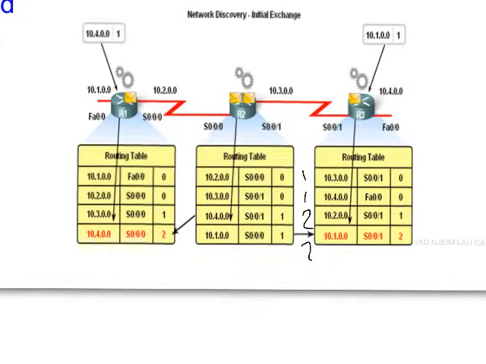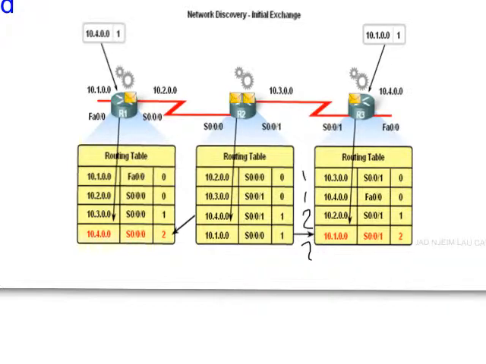Then, similar to what we have done before, R1 will get the information and compare it one by one. The cost of this is 1, 10.2.0.0, I have with 0 cost, so forget about this. We'll compare each one until it finds network 10.4.0.0. I do not have any entry for this, and the cost is 2. That's the best cost I have received so far, so it inserts this entry in the routing table.